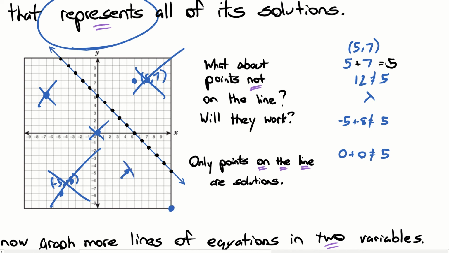What about this point right here in the corner? Nope, not going to work. What about this point all the way out here off the grid? Nope, not going to work because it's not on the line.